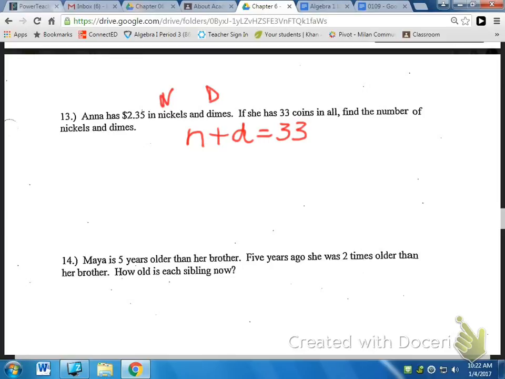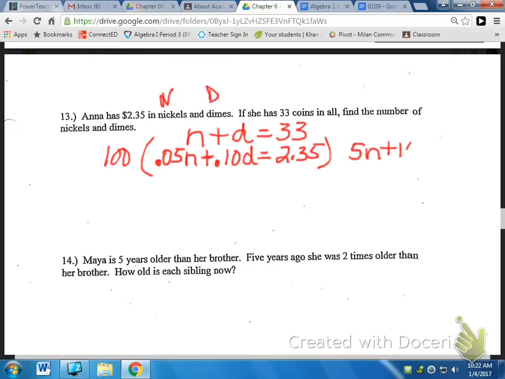How much is a nickel worth? So 0.05N, and then the dime amount's going to be what? 0.10D, and it equals what? How much money does she have? $2.35. So just like the ones we've done already today, we're definitely going to take this bottom equation times how much? 100, because we don't want to mess with all those decimals. So I'm going to take this bottom equation times 100 and make it 5N plus 10D equals 235.